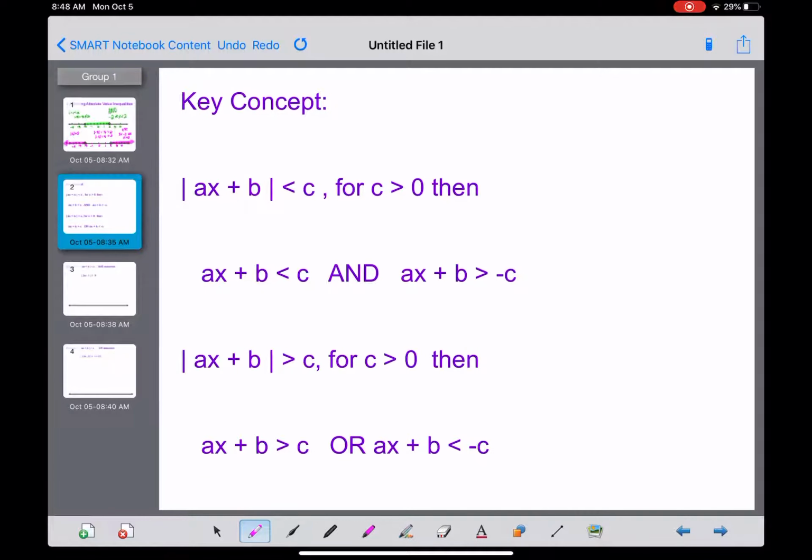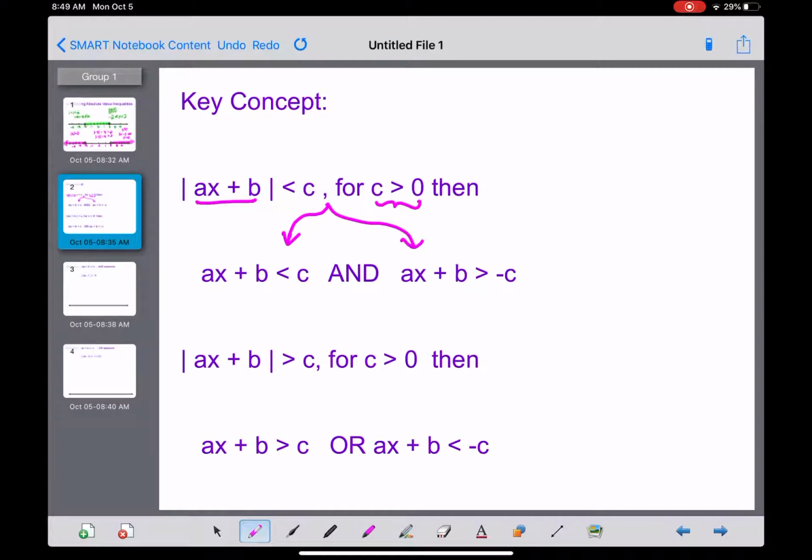So to sum that up, if we're taking the absolute value of some expression, so I just put ax plus b, a and b can stand for any variable, and it is less than c, for c being greater than 0. It's important that I put c as being greater than 0 because we don't want there to be any negative values, because that is still no solution or all real numbers depending on your inequality. Then I can split that up into 2 inequalities again, one to represent the positive, one to represent the negative.